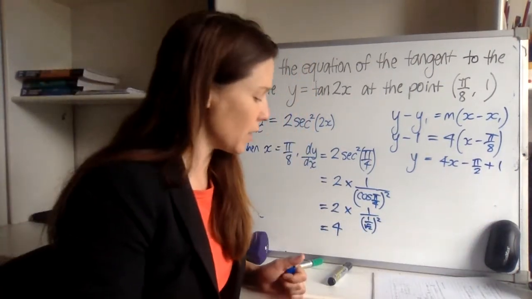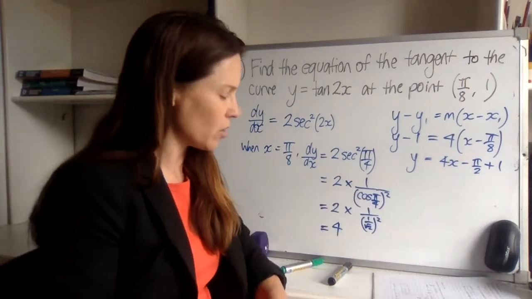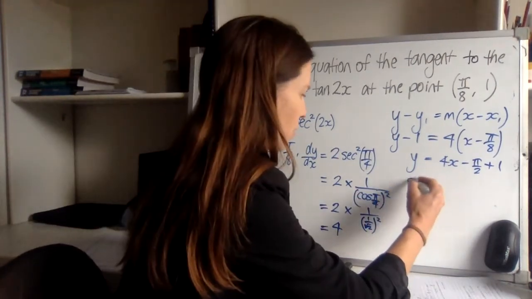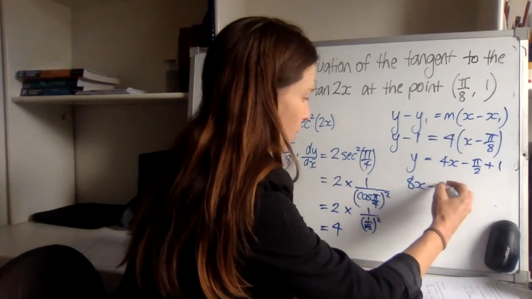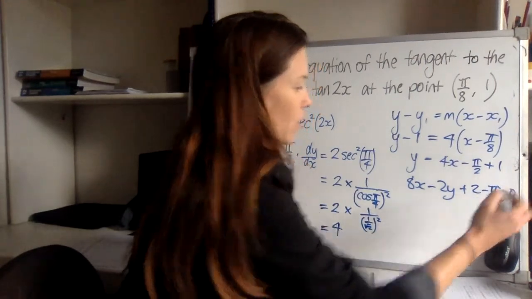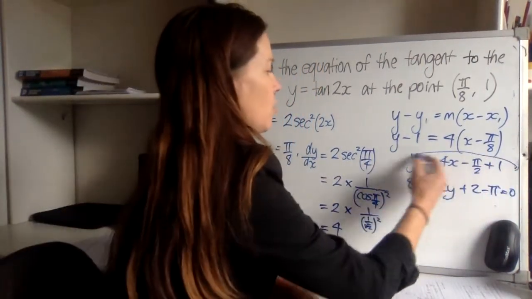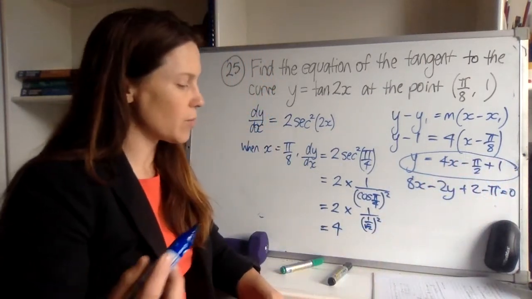Now it hasn't actually asked for it in general form, so this answer is perfectly fine. There's probably no need to switch it around. If you did have it in general form, it would be 8x minus 2y plus 2 minus pi equals 0. But there's really no point changing your answer once you've got to here. Just stop. Now this is worth 3 marks.